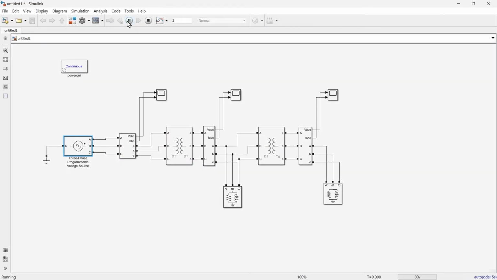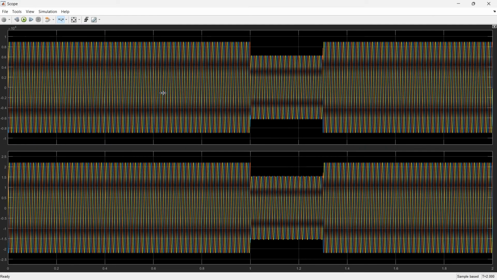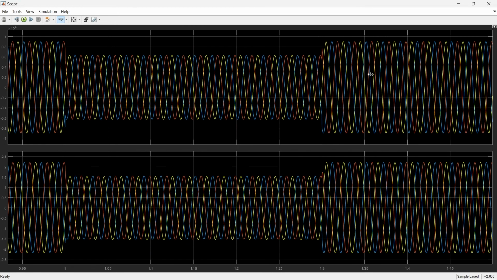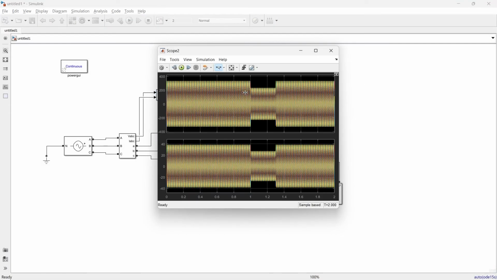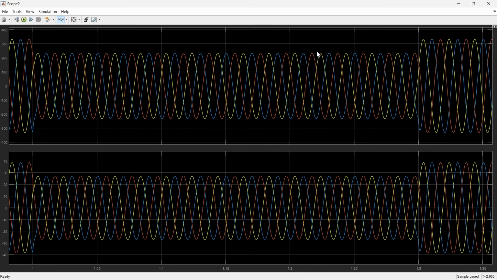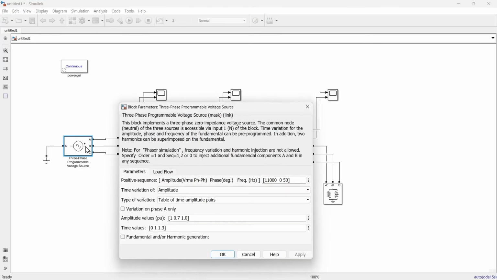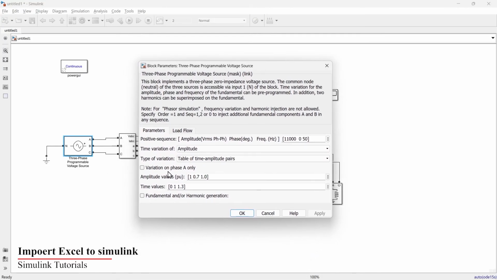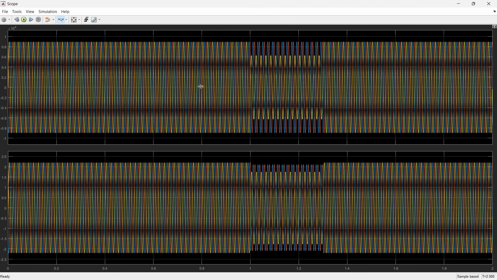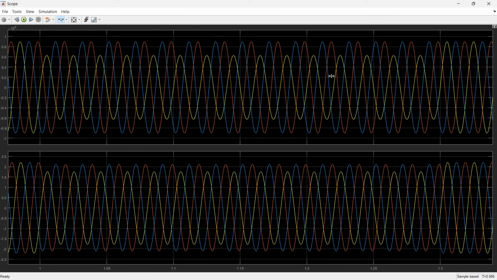Let's run. And now observe over here. You can see here, from a duration of 1 second to 1.3 seconds, the magnitude of voltage is reduced. So this is the balanced sag in all three phases which we have created. The same thing you can see over here also. The sag is created. Now let's close it. If you want to create the sag only on a particular phase, then you can select over here variation on phase A only. Let's make it okay. Now you can see over here that the sag is created on phase A only.